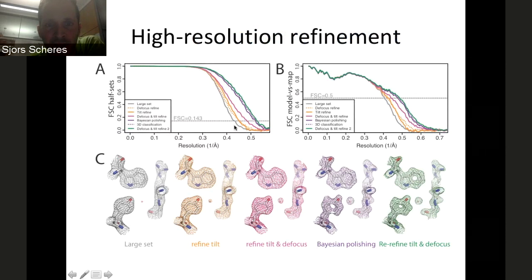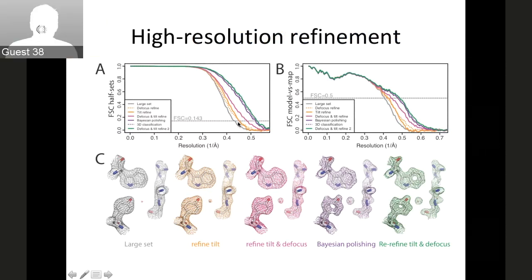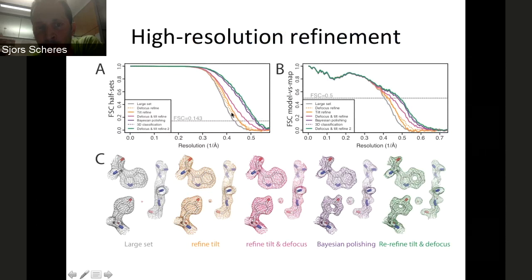Now, this is how our processing scheme starts. We start with a large set of auto-picked particles. We do defocus refinement and tilt refinement. If you do just one of them, either defocus refinement or tilt refinement, you go from the gray FSC curve to the dotted or the solid line orange one. If you do both of them at the same time, their effects are cumulative. You go to the pink line here.